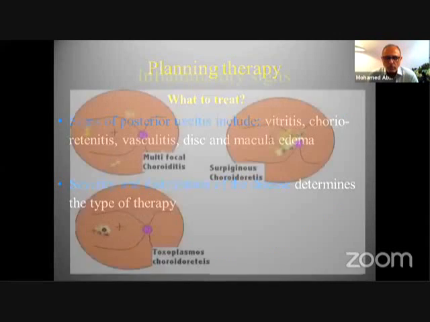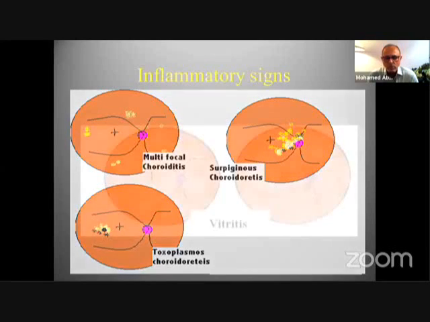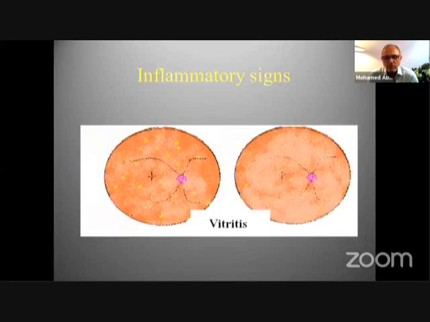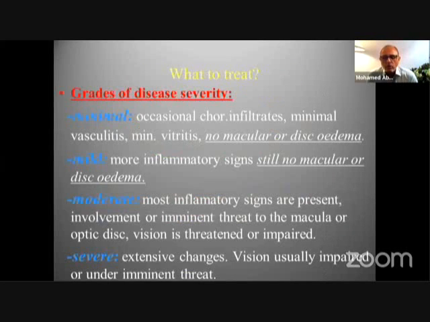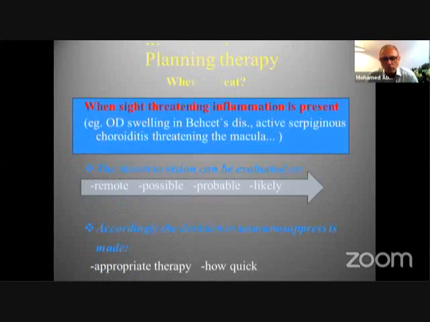So these are multifocal choroiditis, serpiginous, toxoplasma, vitritis, vasculitis, different forms of vasculitis, disc and macular edema. And according to the severity of these signs, you can classify or grade your uveitis into minimal, mild, moderate, and severe. This is not a universal classification. Each hospital has its own classification or grading.